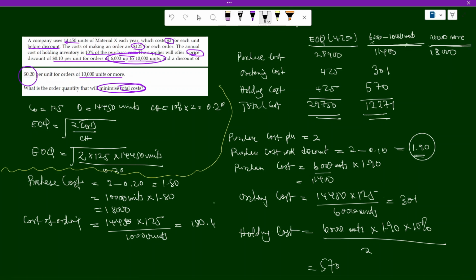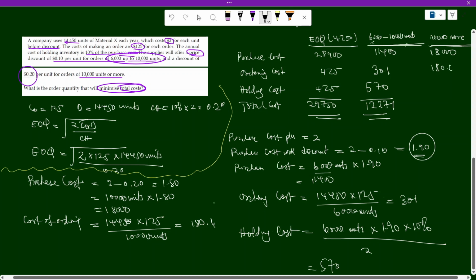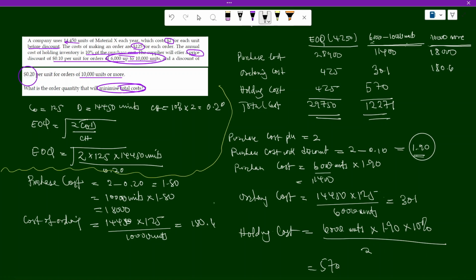Let me use the nearest whole number. So 181. Okay, so what will be the holding cost?